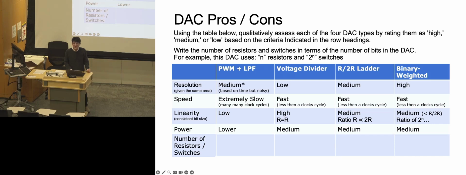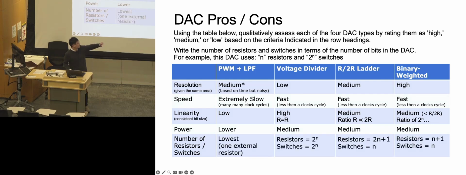Anyone? Yeah. Which one, for the R2R or the binary weighted? Oh, wait, 2N plus 1 resistors for R2R. And how many switches for that? N switches. Okay, and how about the binary weighted? Also N switches, but N plus 1 resistors. Okay, perfect. So this is essentially the answer.